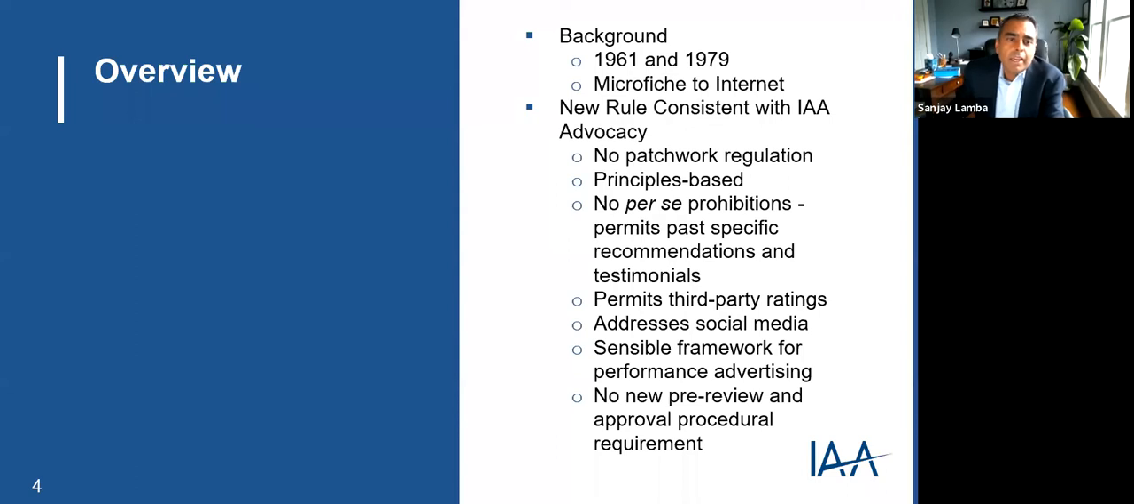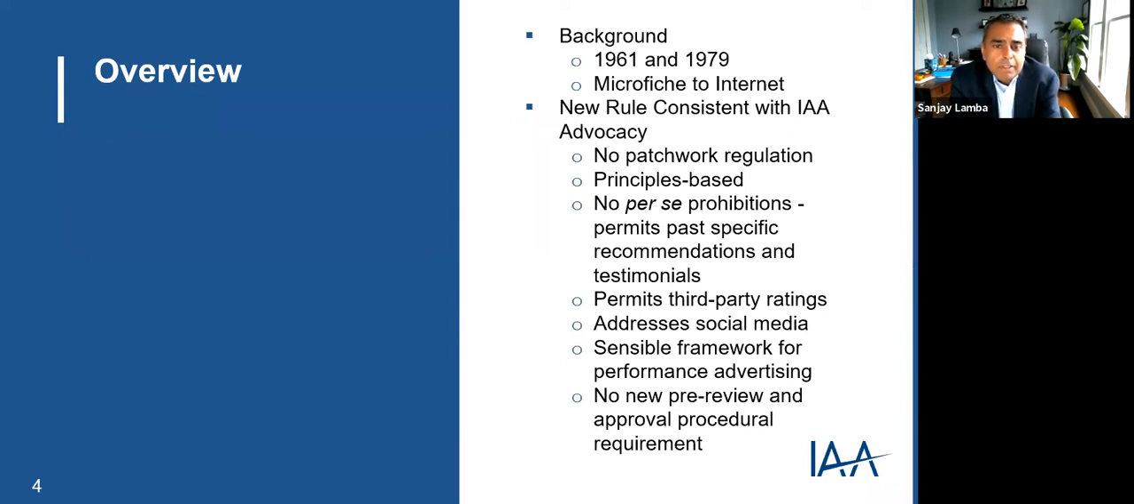Now, in terms of the procedural posture, the SEC proposed new rules, amendments to the cash solicitation rule as well as the advertising rule, at the end of 2019. They received over 90 comment letters, including I think a 79+ page letter from the IAA, which, by the way, is cited over 100 times in the final adopting release.